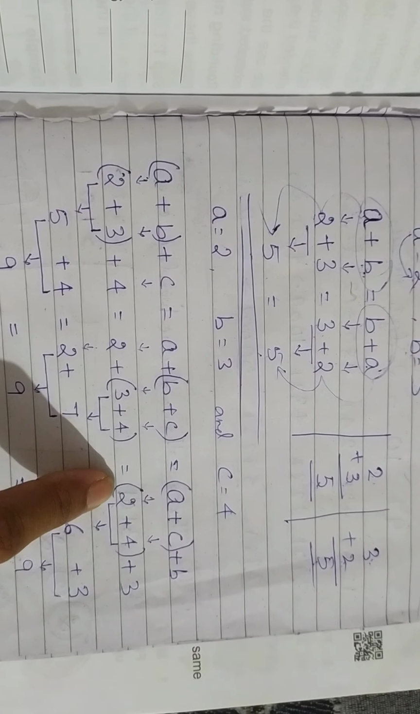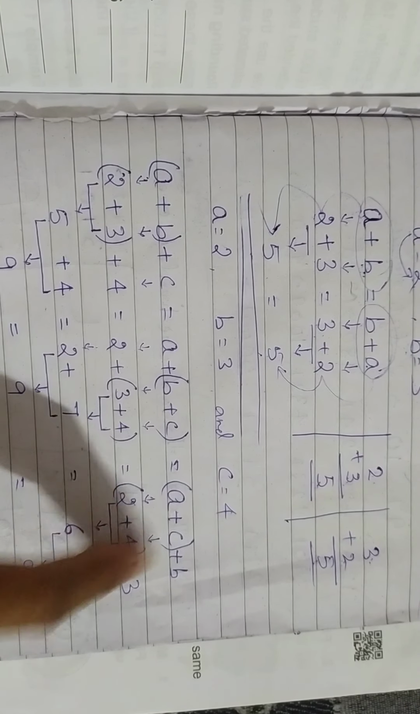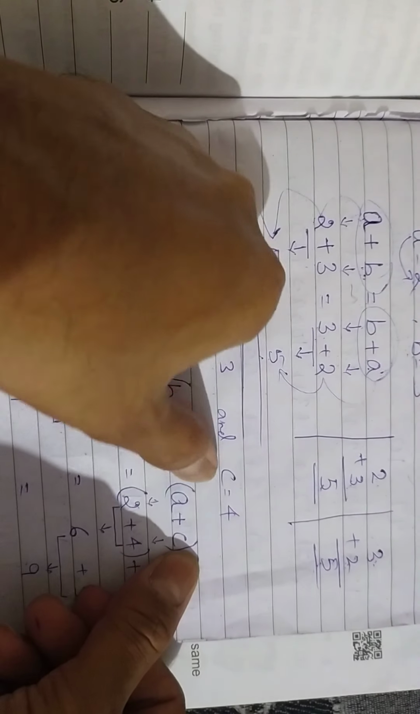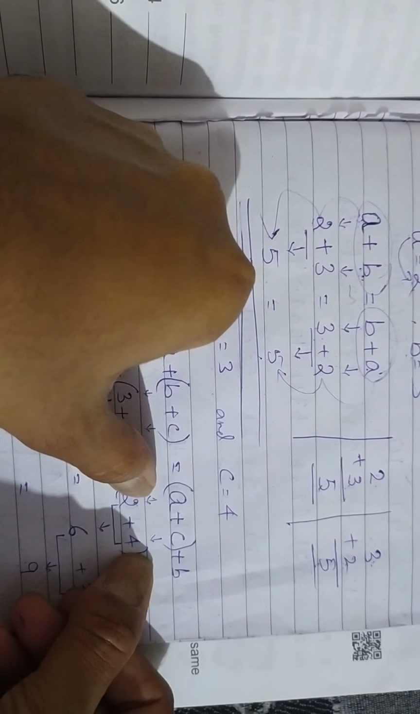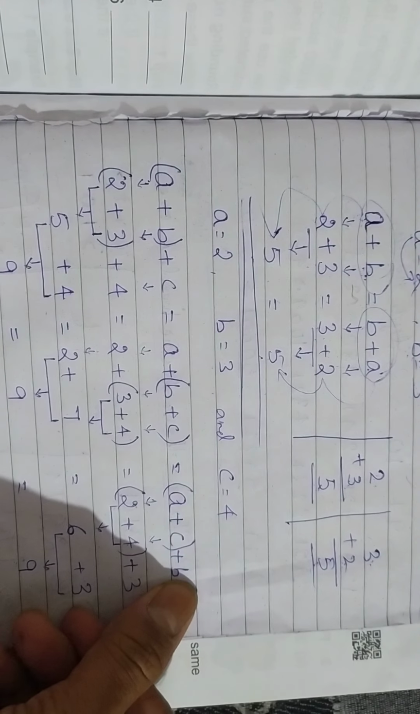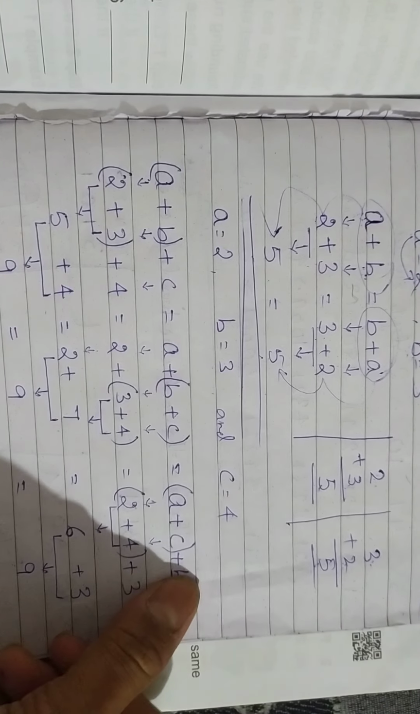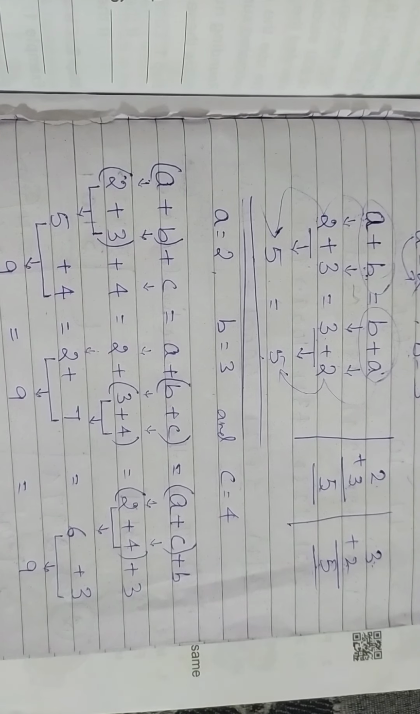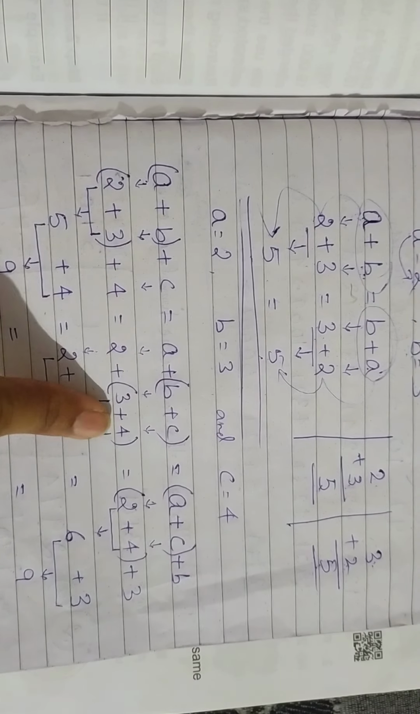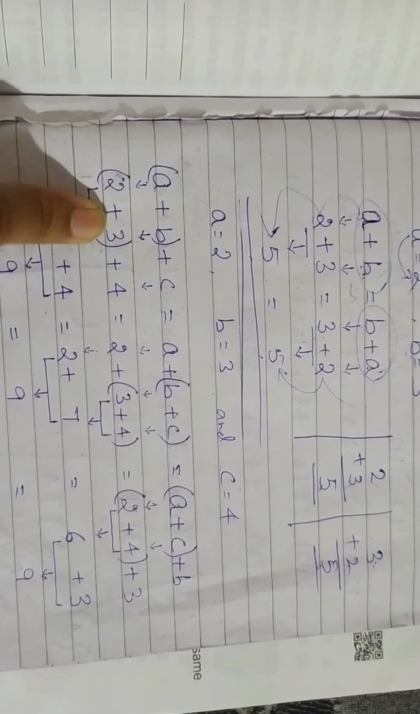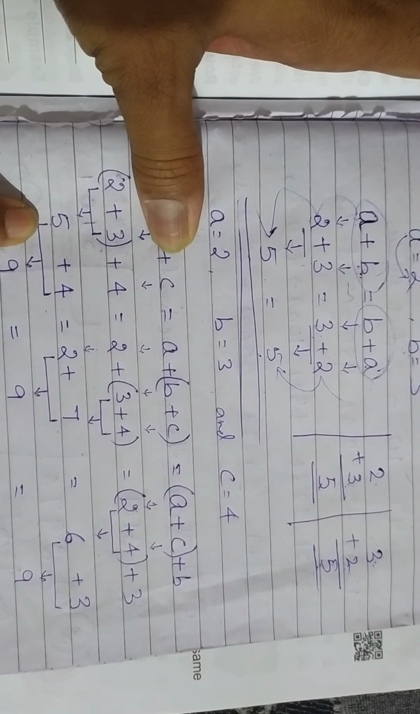A plus C is 2 plus 4, and the 2 plus 4 should be in a bracket. Why? Because A plus C is in a bracket, so 2 plus 4 should be in a bracket, plus B as it is. Now what is the value of B? 3. Now you have to solve whatever is in the bracket first. A plus B, that is 2 plus 3. What is 2 plus 3? 2 plus 3 is 5.